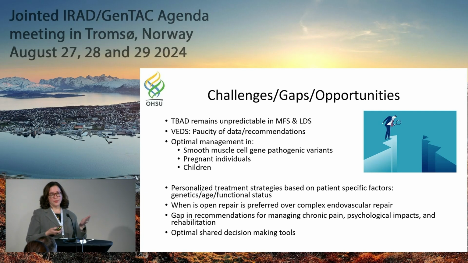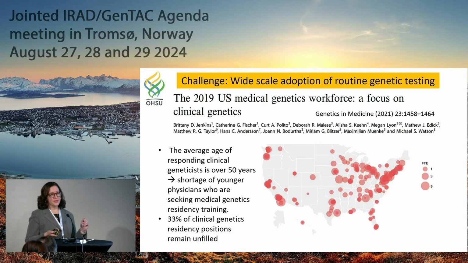When is open repair preferred over complex aortic repair? Complex aortic repair is very attractive in principle because it's quote-unquote minimally invasive. However, it carries a significant burden of reinterventions and rehospitalizations in some people, and so therefore, is it better to have one big hit up front that is more durable, or should you take pieces along the way and continue coming back? And then there's a gap in recommendations for managing chronic pain, psychological impact, and rehabilitation. I'd love to see this in the future, and when we write these guidelines, how to address that. And what are the optimal shared decision-making tools?